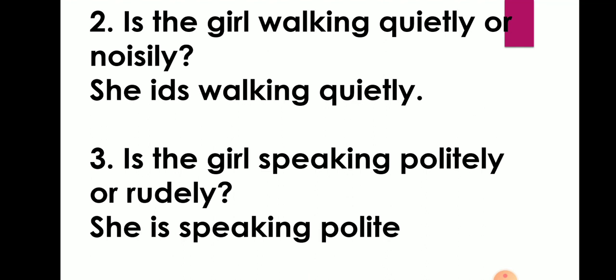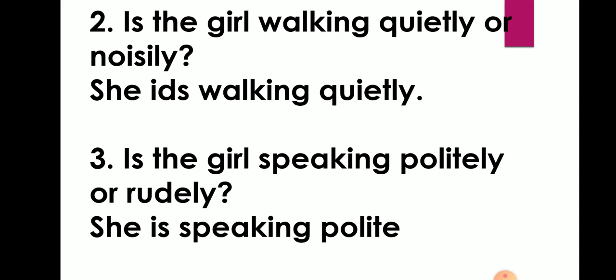Next: is the girl walking quietly or noisily? She is walking quietly. So here again quietly and noisily come at the end. These are the adverbs which come at the end, and these describe the meaning of walking more appropriately. So she is walking quietly.